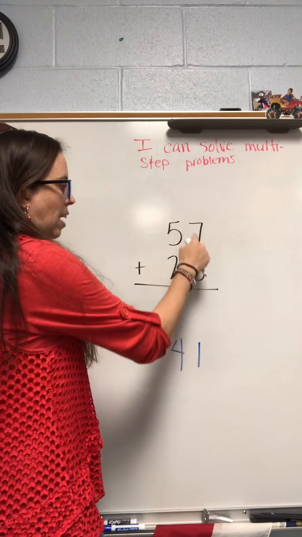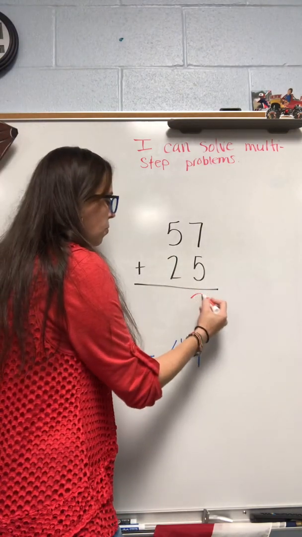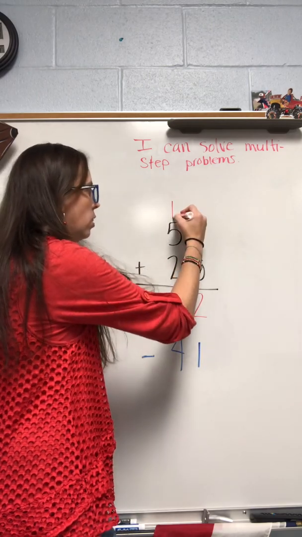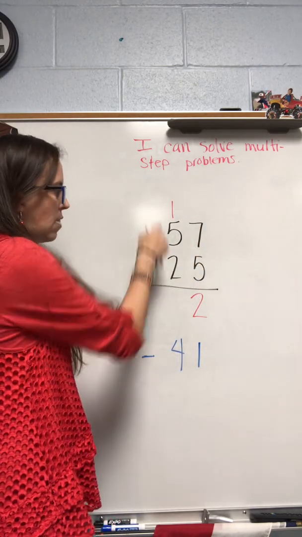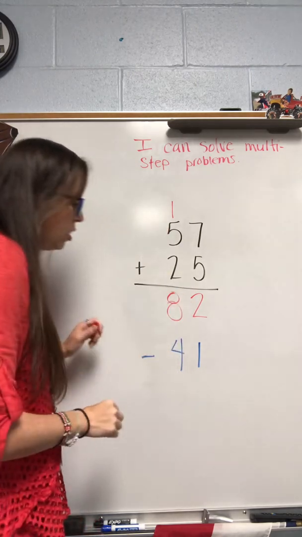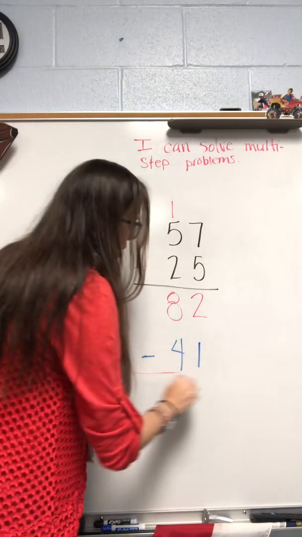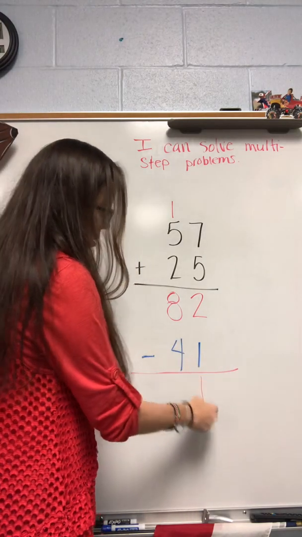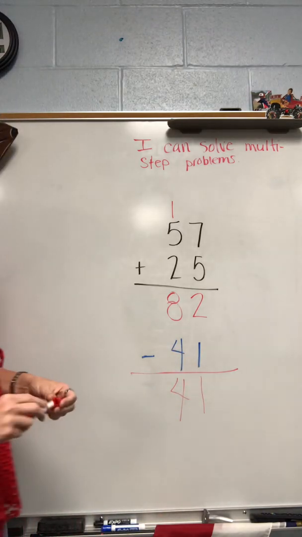All right, let's start with the first step to the problem. 57 plus 25. 7 and 5 is 12. I have my 2, carry the 1. And then I'm going to say that 5 and 2 is 7 and 1 more is 8. So we get 82. Now I need to know what 82 minus 41 is. So 2 minus 1 is 1, and 8 minus 4 is 4. So my answer is 41.